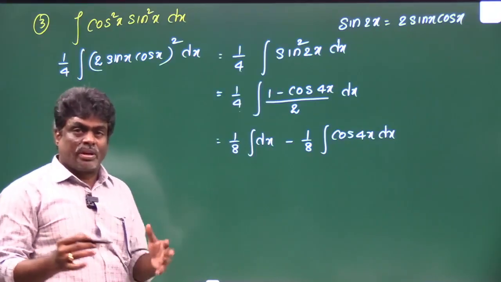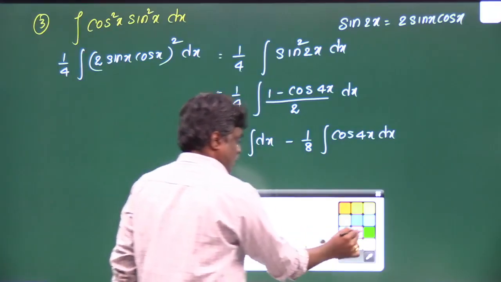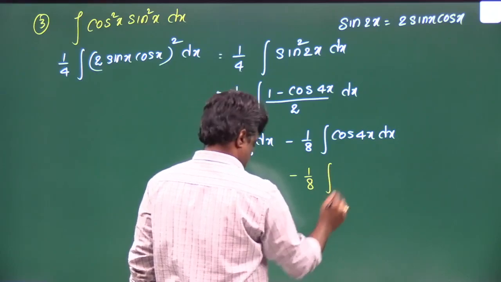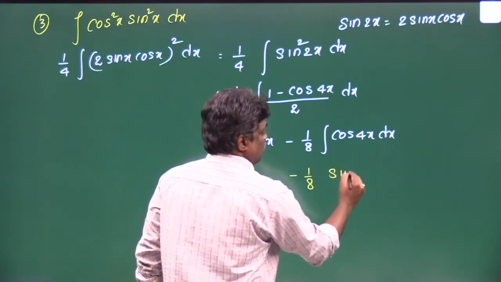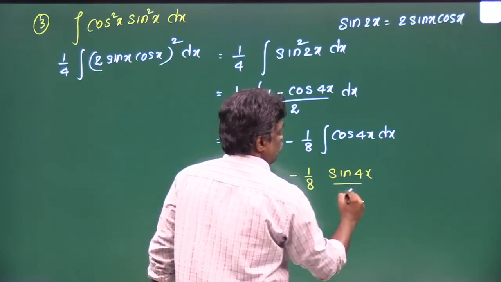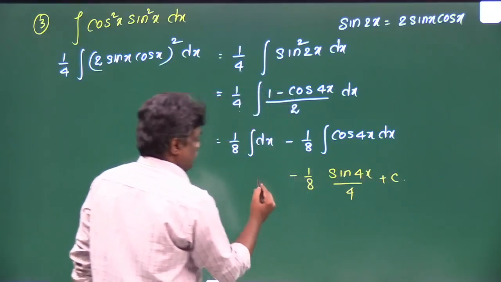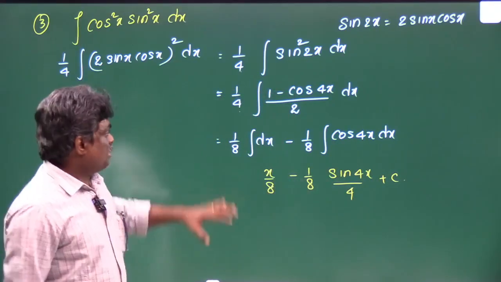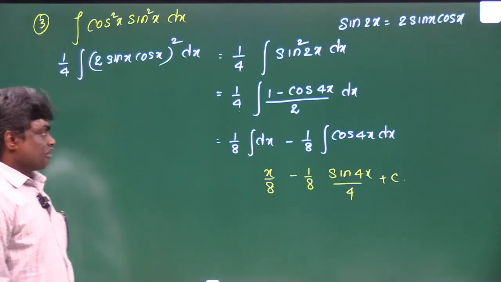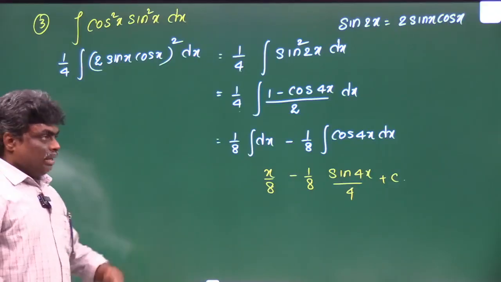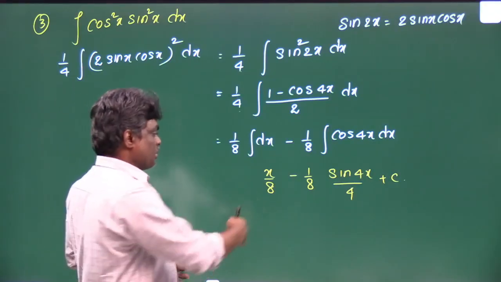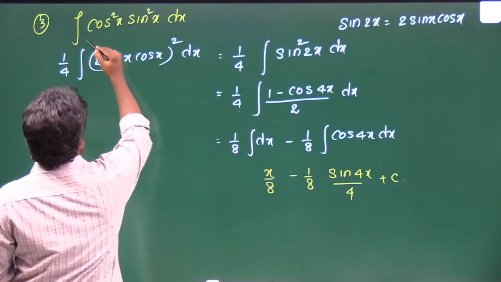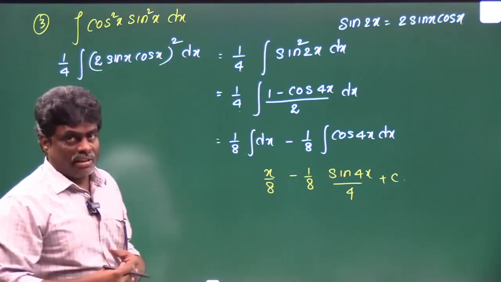What is the integral of cos kx? You know that. That is minus 1 by 8 times sine 4x by 4, plus c, and this is x by 8. Please check whether you got this answer or not. If you want to cross check, go in the reverse way and differentiate this, and you have to get this integrand. So just try, okay.